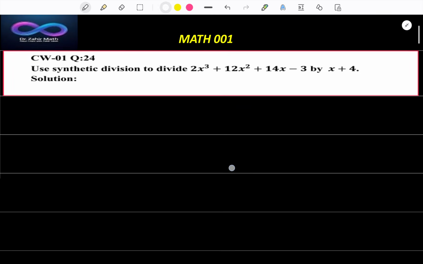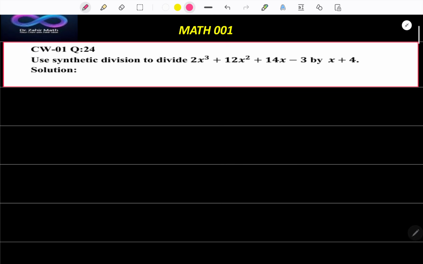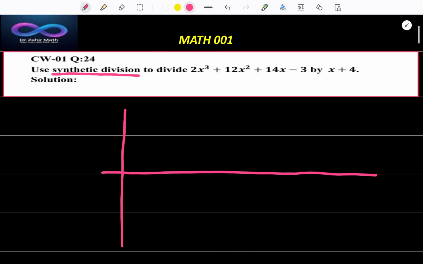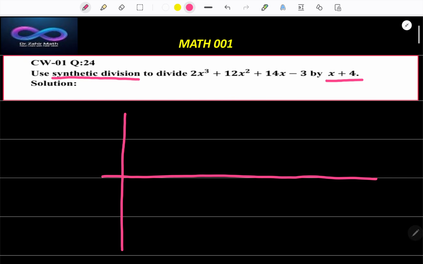Let us go to the exercise. Use synthetic division. What do you mean by that? Synthetic means you are going to put a line like this, and to divide 2x cube plus 12x square plus 14x minus 3 by x plus 4. So when it is x plus 4, you're going to write what? Here it is minus 4. Make sure this is order 3, 2, 1, 0. Yes, now you can write. Take the coefficients only: 2, 12, 14 and minus 3.